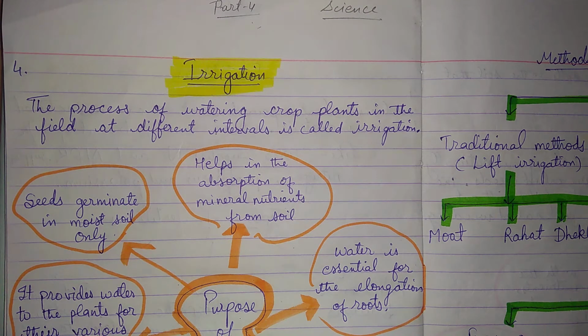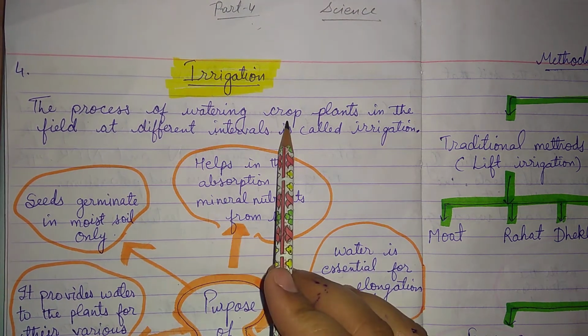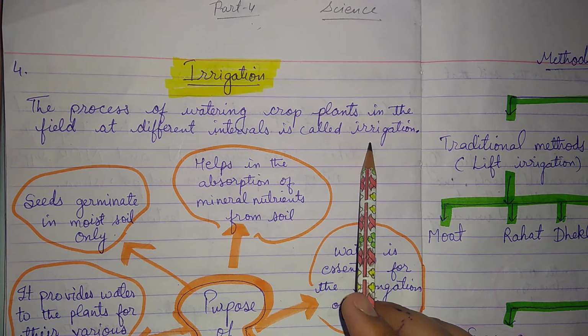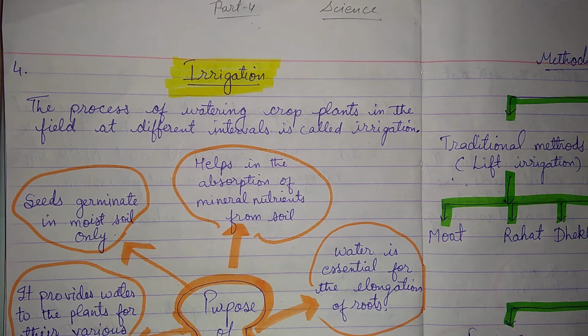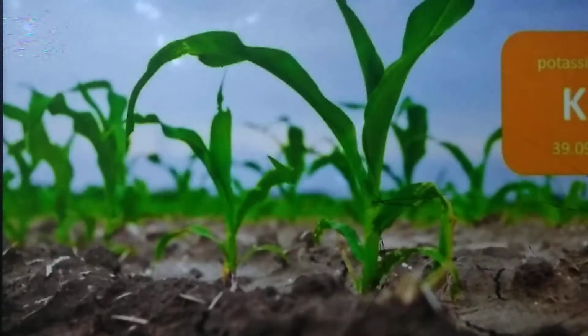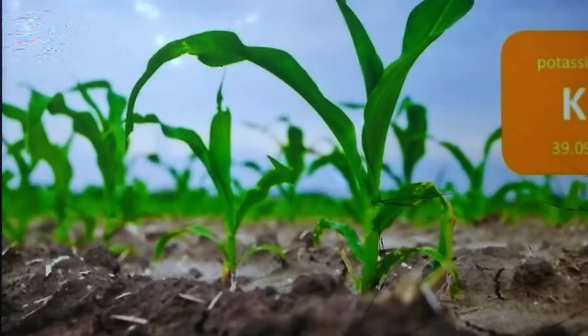Students, what do we mean by irrigation? The process of watering crop plants in the field at different intervals is called irrigation. Students, as water is essential for us to survive, similarly it is essential for plants also to survive. A properly irrigated land produces a much higher yield than a non-irrigated land. While in our country a large number of farmers still depend on rainwater for irrigation, rain does not provide a sufficient amount of water at the right time.